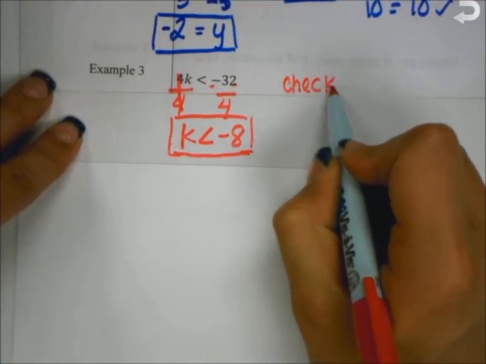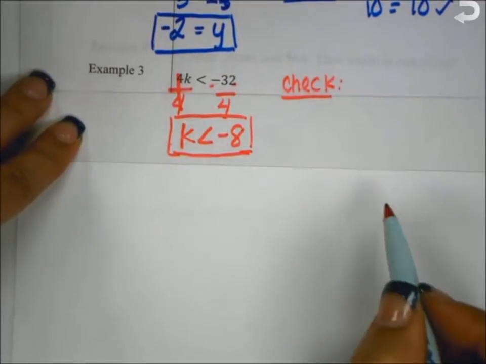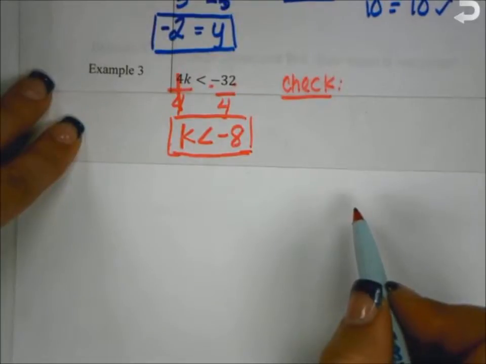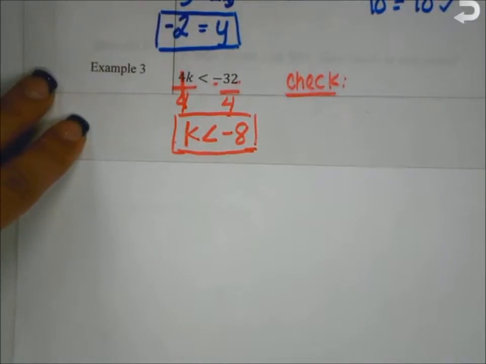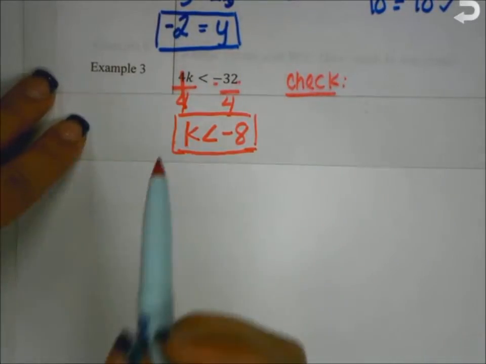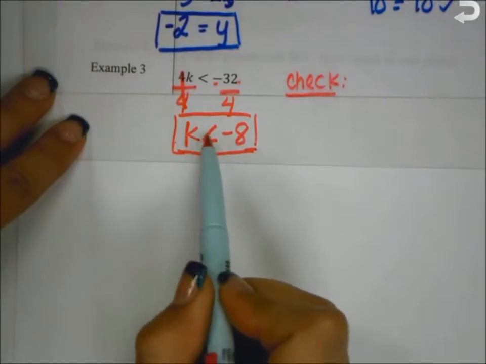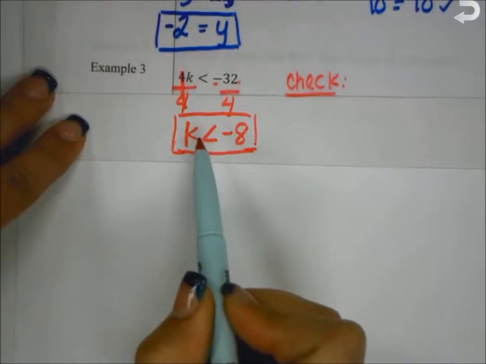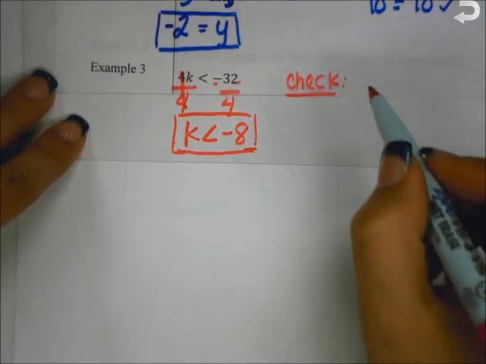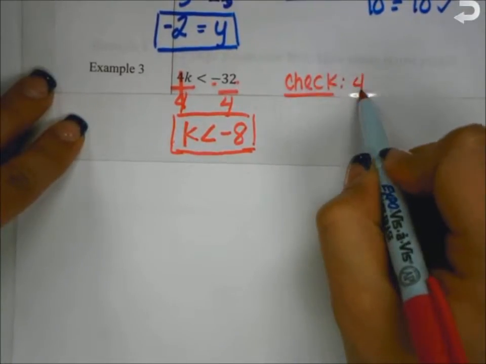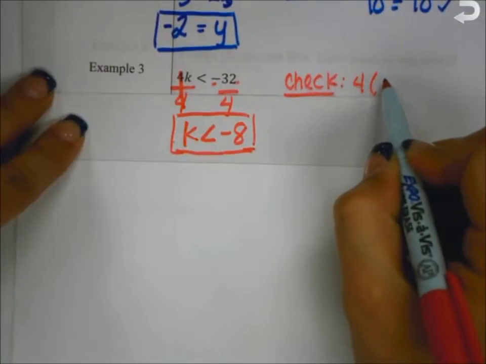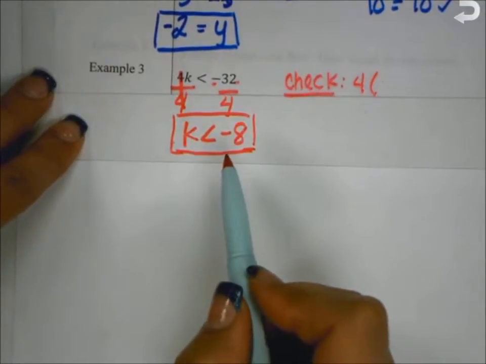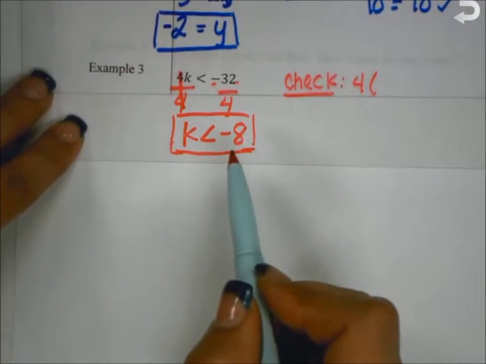Let's check it. Alright, how do we check this? We're only looking for k's that are less than negative 8. So can k equal negative 8? No. So what's a good k to pick to check? Negative 7. No, is negative 7 less than negative 8? Yeah. Oh, no. No. It's bigger. So what would be a good one to check? Negative 9.